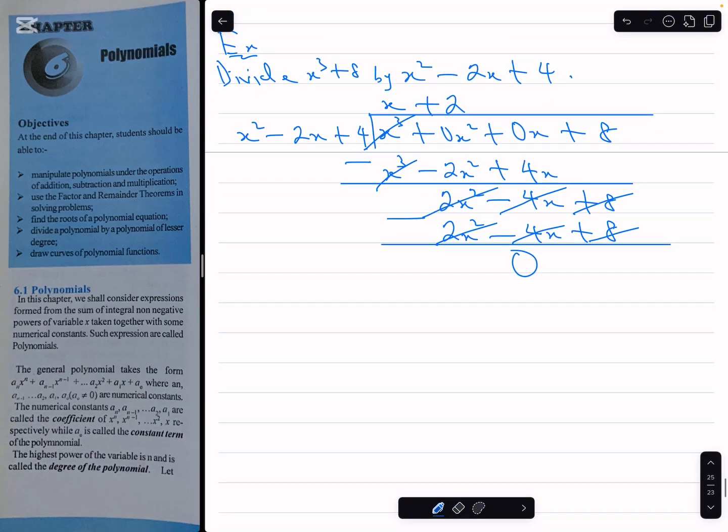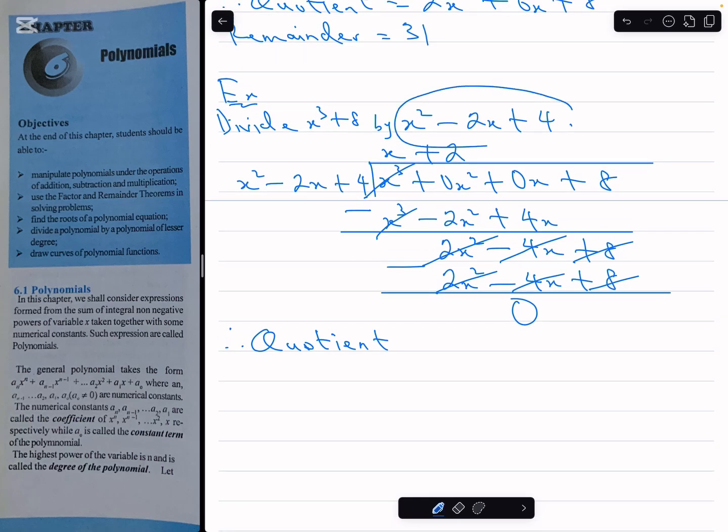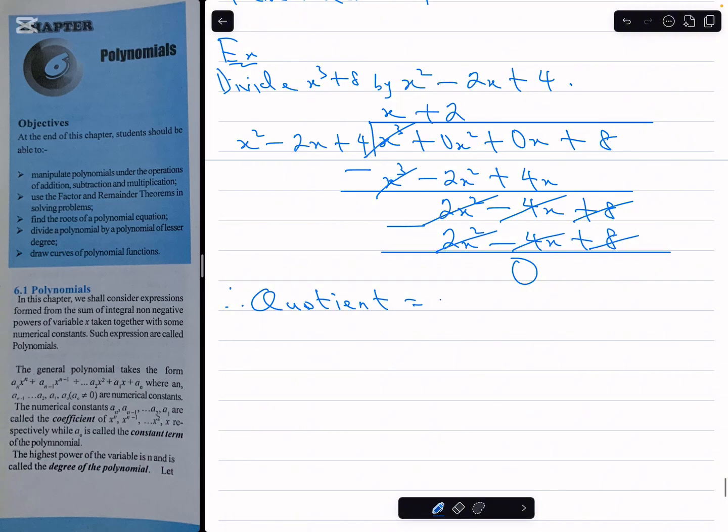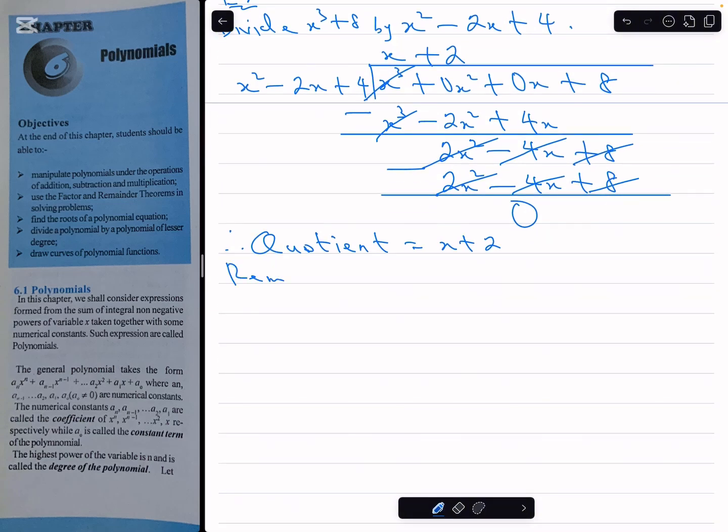So since the remainder is 0, it simply means that x squared minus 2x plus 4 is a factor of x cubed plus 8. If you divide and the remainder is 0, it means the divisor is a factor of the dividend. This is the divisor and this is the dividend. So the quotient equals x plus 2 and the remainder is 0.